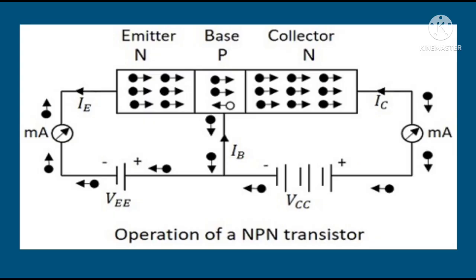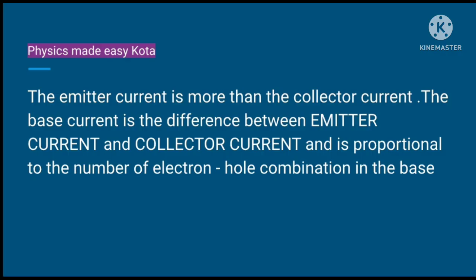For each electron entering the positive terminal of the battery VCC, an electron from the negative terminal of the battery VEE enters the emitter region. So they form a continuous flow. In this way there is a continuous flow of electrons from emitter to collector through the base region, and this forms the working of the NPN transistor. The emitter current is more than the collector current, and the base current is always the difference of both currents, and it is proportional to the number of electron-hole combinations in the base.